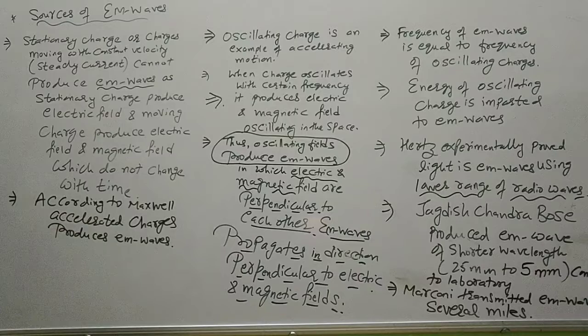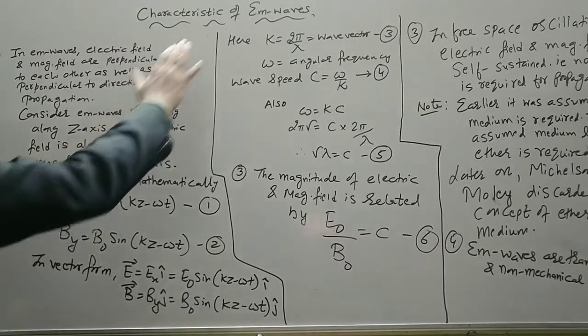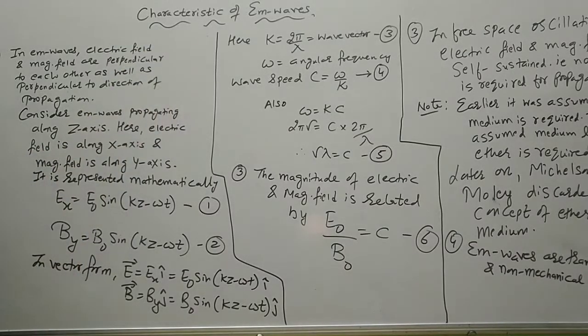Now let us see what the different characteristics of electromagnetic waves are. After the production of electromagnetic waves, we will see how they propagate and what characteristics they possess. Now let us see the characteristics of electromagnetic waves.